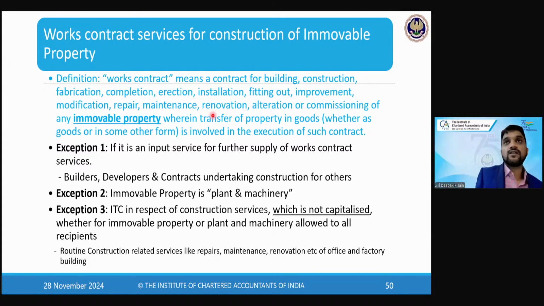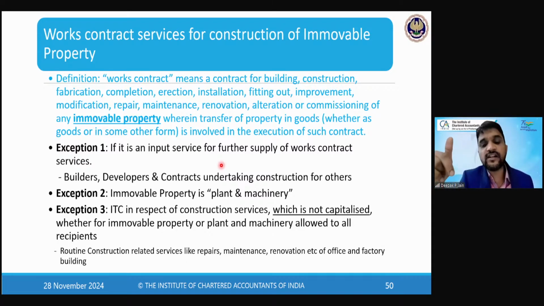So where a building is getting constructed, you're doing renovation, repair, alteration of any immovable property, then that is works contract. और works contract का credit आपको नहीं मिलेगा. Any works contract where you do construction of your own building, or do any erection, installation in the building, or you're building a warehouse, still you will not get the credit of this. Okay.